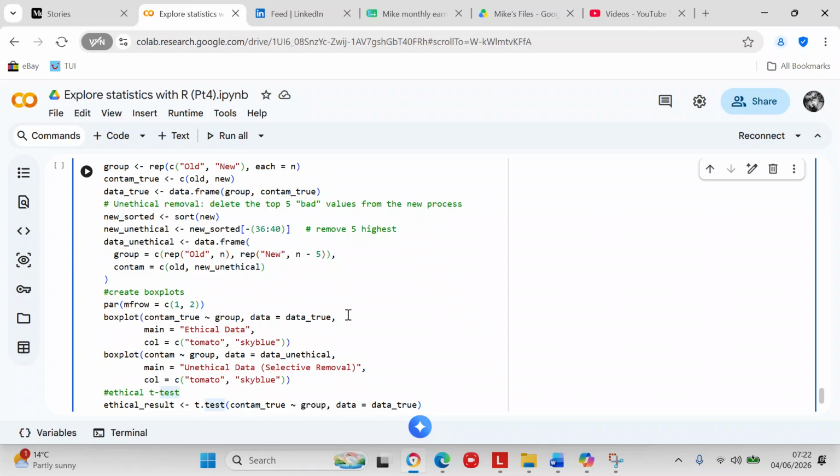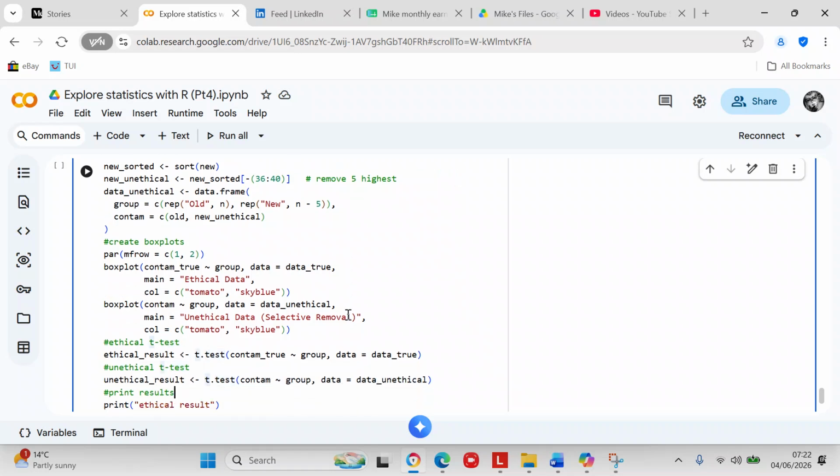And then we're going to create a second box plot: boxplot(contam ~ group, data = unethical). Main equals unethical data selective removal, that's your title. Color is a vector of tomato and sky blue.